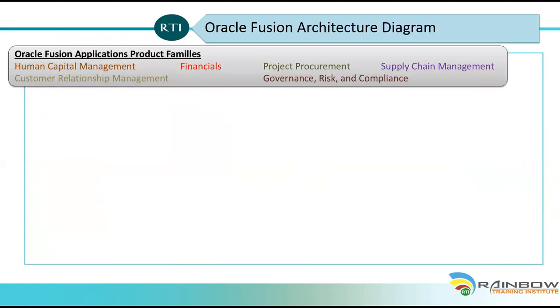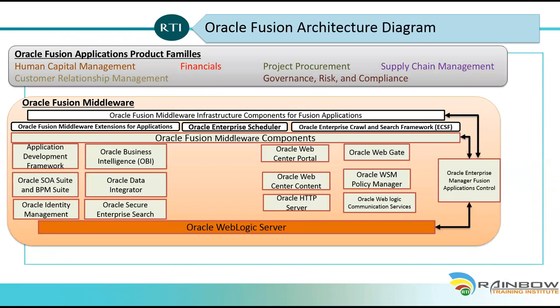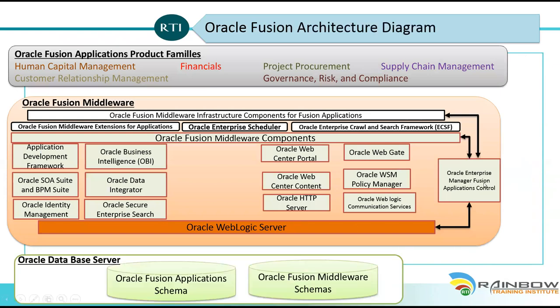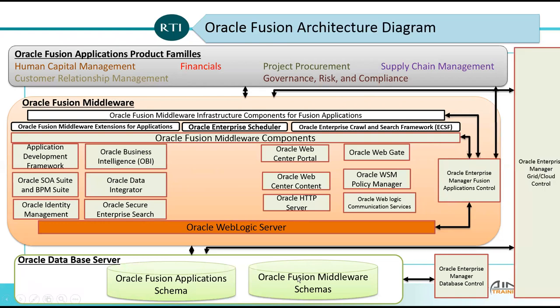Now, if you connect all these things together, we have the product families, we have the middleware, and we have the database. In the middleware, Enterprise Manager Fusion Applications Control makes sure that every component is talking to each other. Similarly, there is Oracle Enterprise Manager Database Control, which will make sure these two databases are talking to each other. And there is one more thing: Oracle Enterprise Manager Grid Cloud Control makes sure that all these three components are talking together. That's the Enterprise Manager's responsibility. So that is an overview of the complete architecture of Fusion applications, though we won't be talking about the individual components in detail. I just want to make sure you are aware of what the architecture is. That's it. Okay.